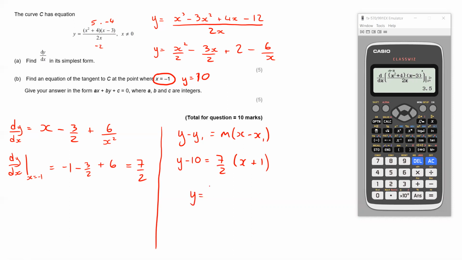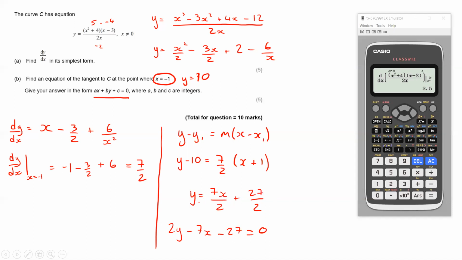So my final thing that I'm going to do here, and you can times through by 2 now if you want, I'm going to leave it for a minute. So I'm going to get 7x over 2, and then here I've got plus 7 over 2, but then I'm adding this 10 as well. So it's going to be 27 over 2. Yeah, 27 over 2. And then you want it in a certain form here. So I'm going to move everything across to where the y is and multiply by 2. So I've got 2y minus 7x minus 27 is equal to 0. That's the final form they wanted. So I've times everything by 2, and then I've moved it all to the left-hand side.